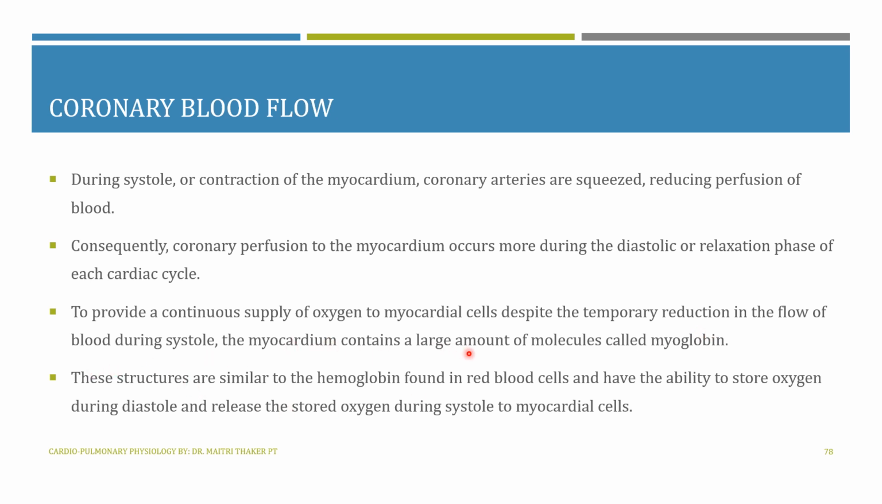So to provide a continuous supply of oxygen to myocardial cells, the myocardium contains a large amount of molecules called myoglobin. These are similar to the hemoglobin that is found in our red blood cells and have the ability to store oxygen during diastole, and it releases that oxygen during systole when there is less blood supply to the myocardium in the systolic phase.